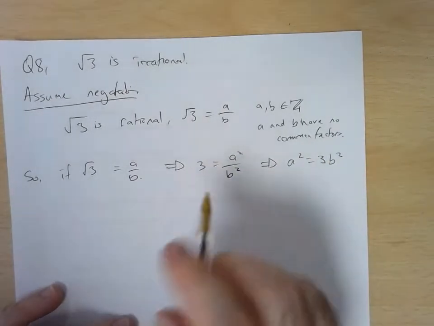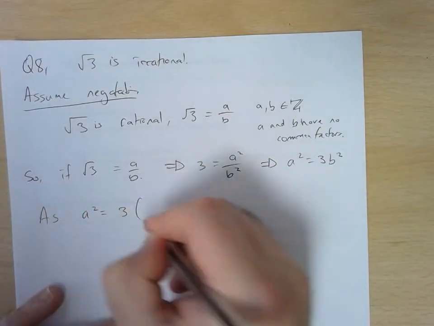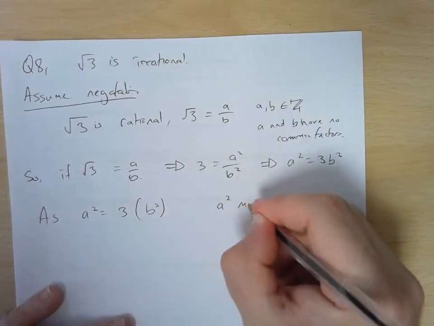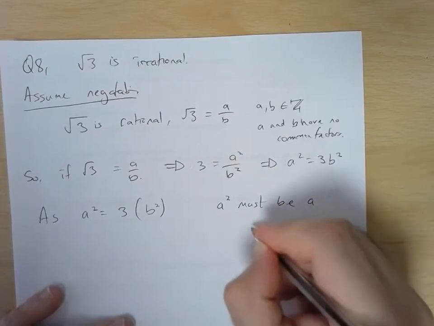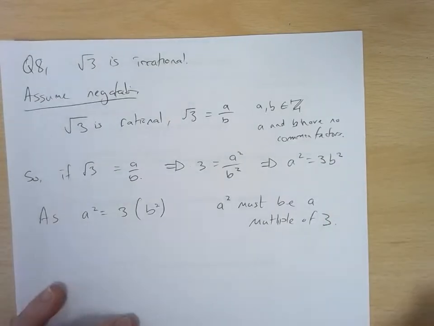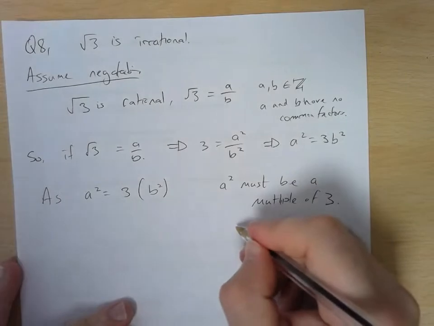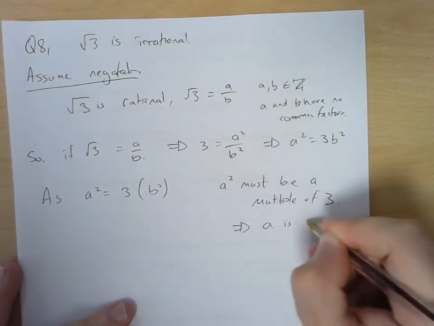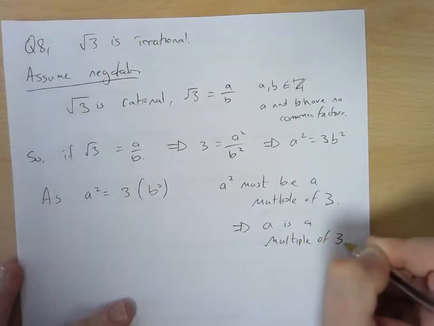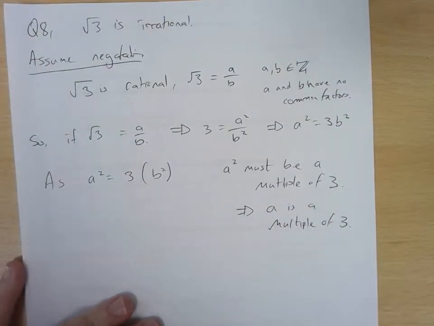What we need to do now, as a squared is 3 lots of b squared, then a squared must be a multiple of 3. The way square numbers work, if a squared is a multiple of 3, then a has to be a multiple of 3. It's quite hard using a as an object and as a letter when you start writing sentences.